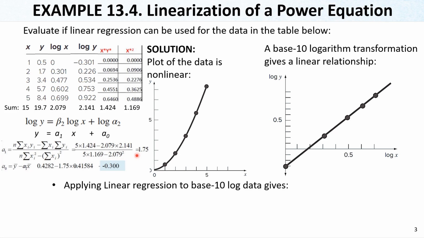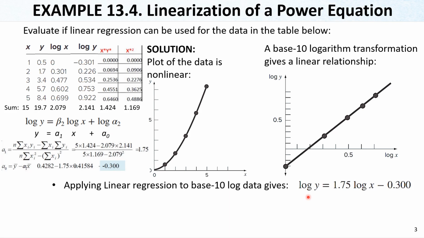And when we calculate this, it is 1.75. 1.75 is a1. a1 means beta 2. So beta 2 is 1.75. Then we substitute this into our a0 equation. Mean of y is 0.4282. This is logarithm, by the way. X also, mean of the logarithms, it's 0.415884 times 1.75. a1 is 1.75. When we calculate this, a0 becomes 0.3 minus 0.3. And a0 is logarithm alpha 2. So we found logarithm alpha 2 here.